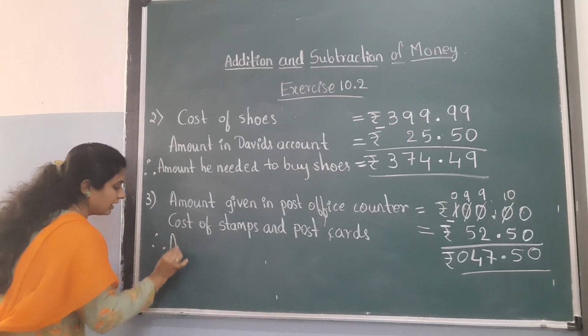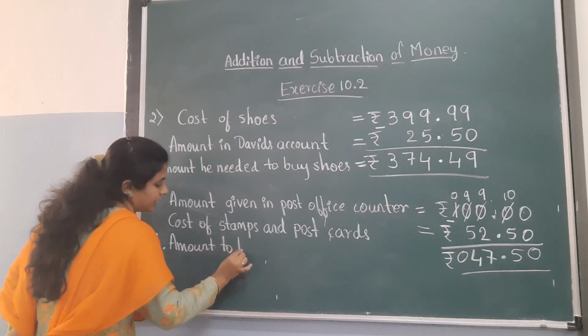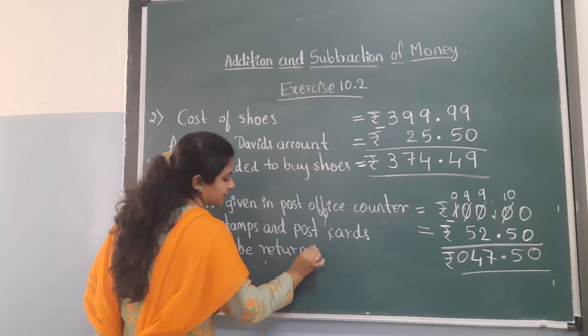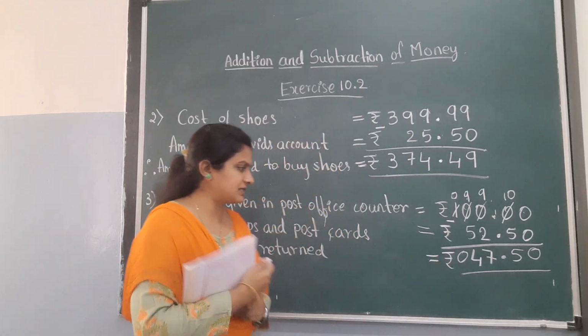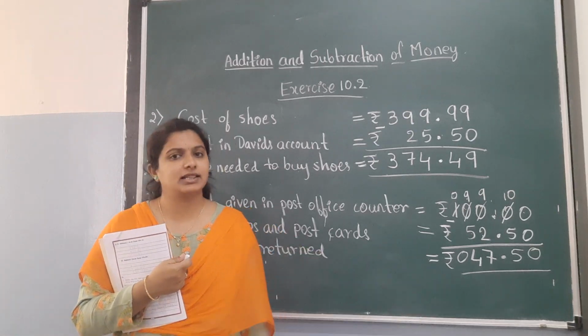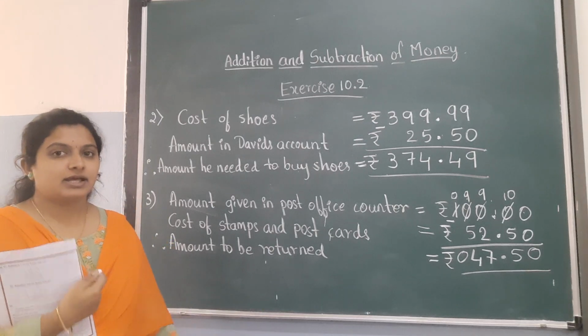Therefore, amount to be returned is equal to 47 rupees 50 paise. You can write amount returned to Lakshmisha. You can write like that also, or else only this much you can write.